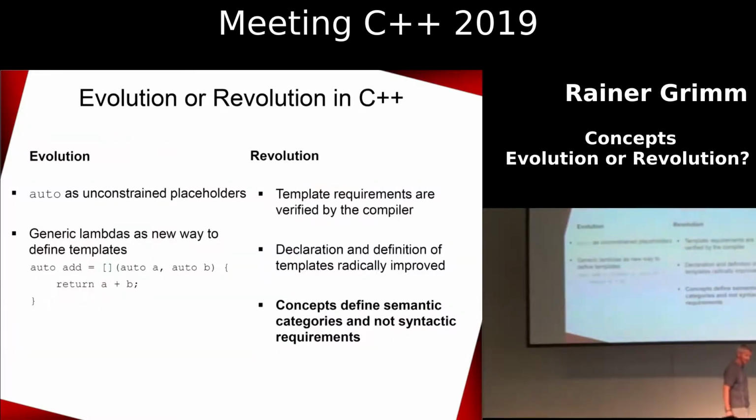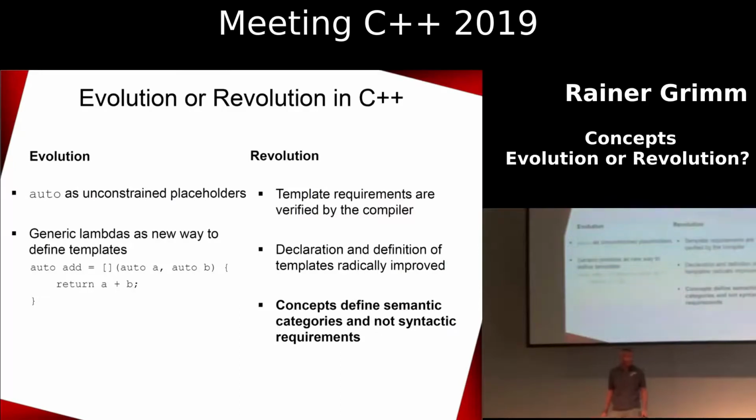Here are my arguments. What speaks for evolution? Auto, of course, speaks for evolution. We have auto since C++11, at least with the semantic, you know. And now we have unconstrained placeholders. Maybe now we have constrained placeholders. So it's quite an evolution. Then, as I mentioned, since C++14, we can use auto in lambdas, which makes them generic lambdas. So it's also not so new. It was only a kind of evolution. This is the part which speaks for the evolution.